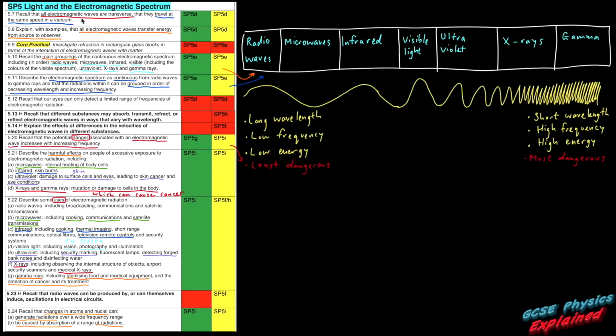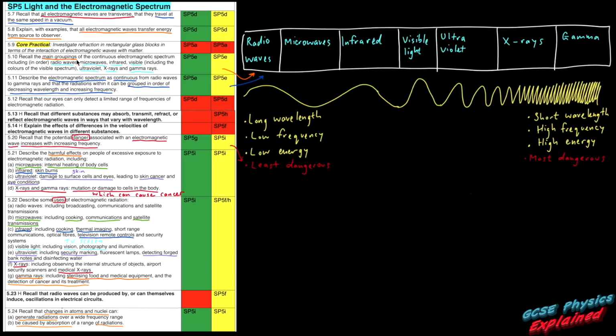Recall that all electromagnetic waves are transverse, that they travel at the same speed in a vacuum. One mark for saying electromagnetic waves are transverse, and another mark for saying they travel at the same speed in a vacuum. Explain with examples that all electromagnetic waves transfer energy from source to observer. So it's only worth one mark, so you just need to know that statement. So all of these waves here transfer energy. We don't need to know the core practical.